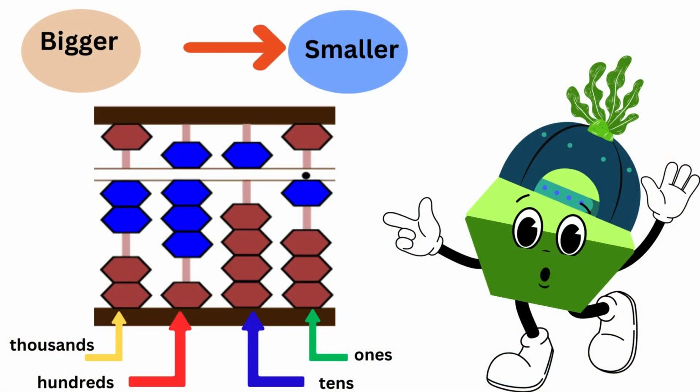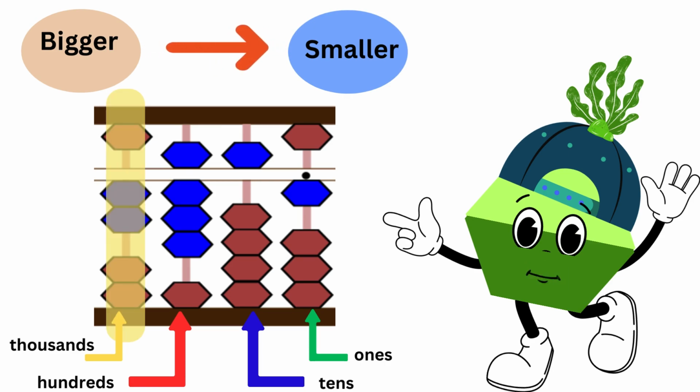Lastly, let me show you how to read the abacus with a 4-digit number. It starts with the thousands place column. Sounds big, right? But don't worry. Just like with 2 or 3-digit numbers, we will read the abacus the same way. Let's give it a try.